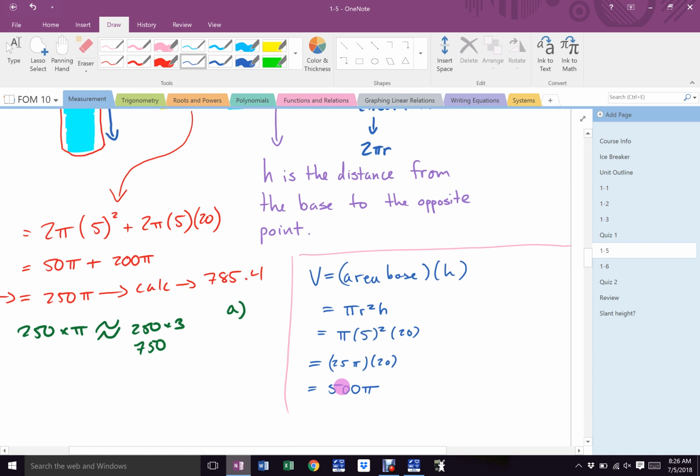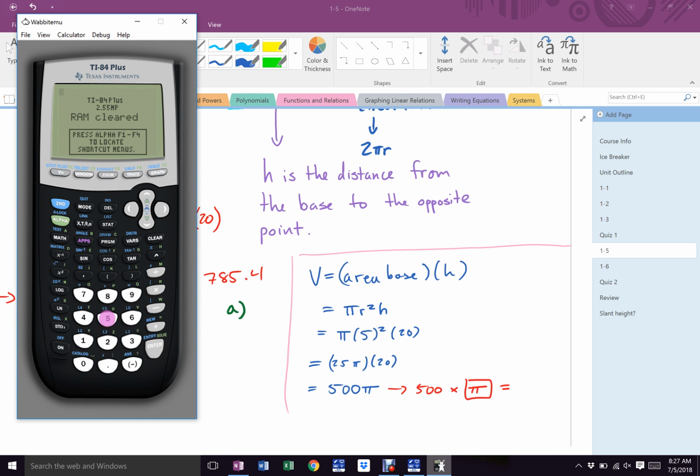Am I happy with that? Yes. Depending on the test, again, you might have to hit 500 times the pi button equals. Remember, you have to know how your machine works. You might not need to push times. You might, like on my calculator, be able to go 500 pi equals. You might be able to do that. Depends on the calculator. Who knows how to work your calculator? You do. I do not until I see it. Everybody understand? You got to figure out how your machine works. Everyone's good?